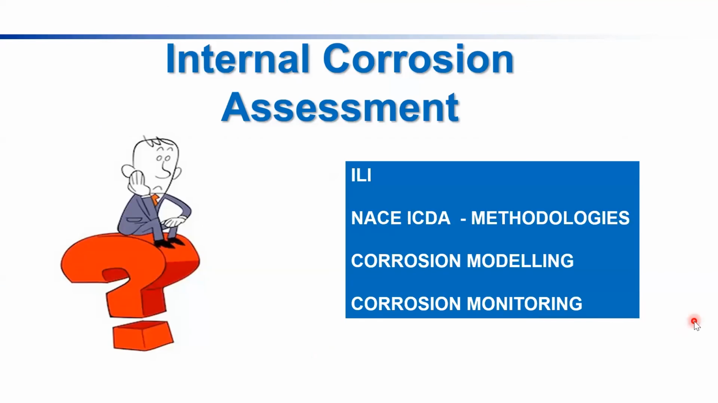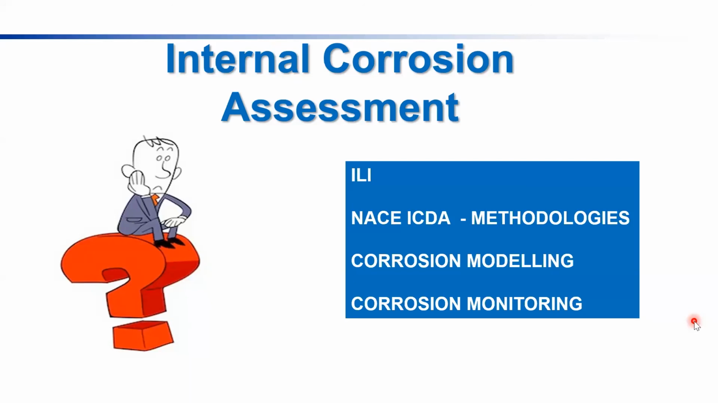How do I assess internal corrosion? Well, there are many ways of assessing internal corrosion. One of them is ILI, intelligent pigging. The other is using the NACE ICDA. ICDA stands for Internal Corrosion Direct Assessment Methodologies. Corrosion modeling. Corrosion modeling is always associated with flow modeling.